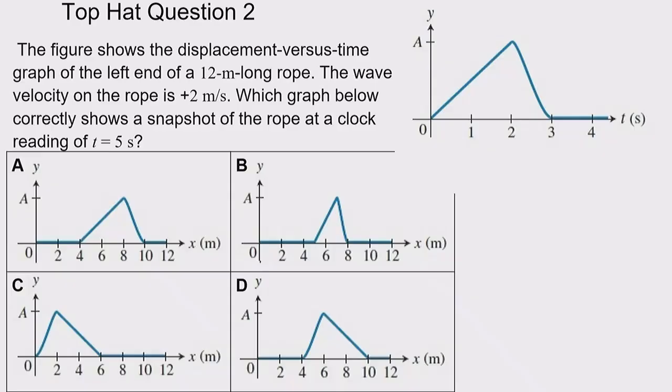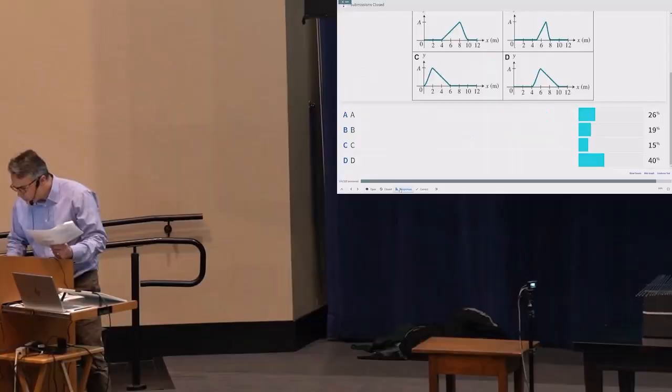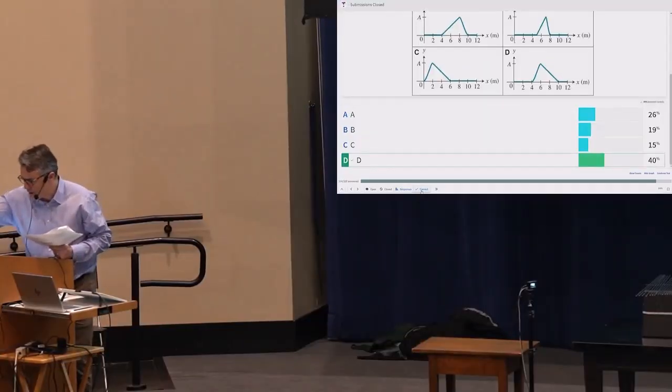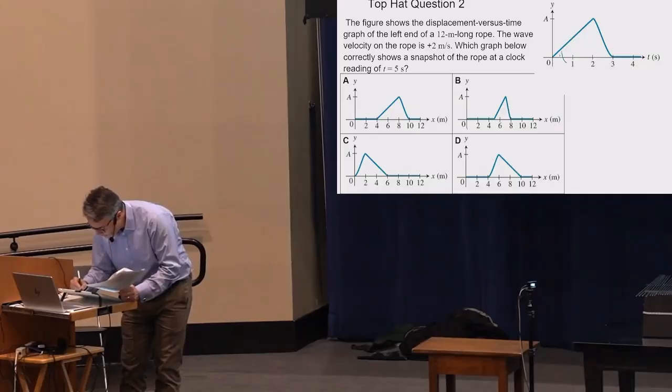So which of these graphs in the bottom gives you the snapshot at t equals 5 seconds? Survey says sort of scattered all around. A lot of people are choosing D. This leading edge is shallow. It's not as steep, I guess.